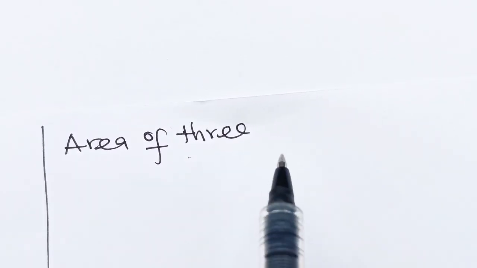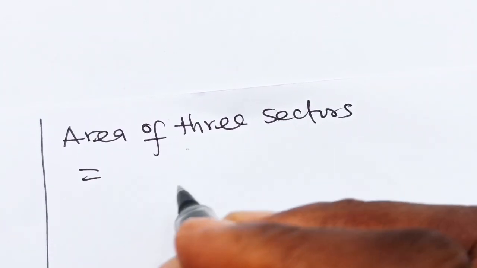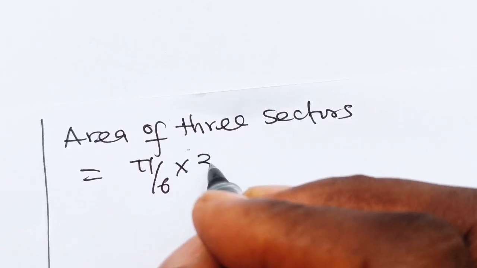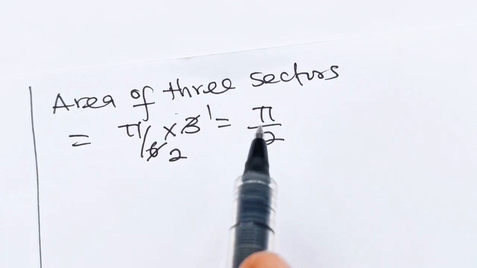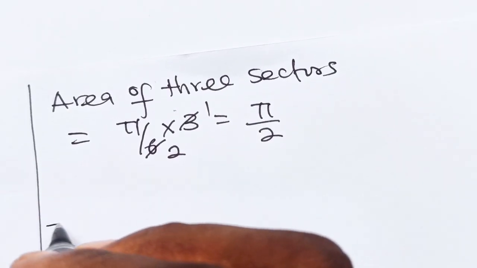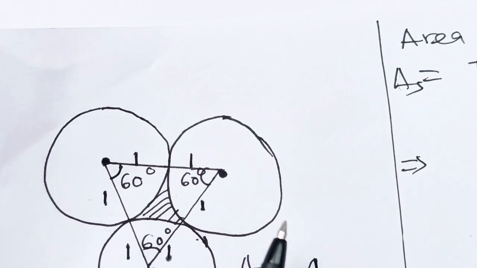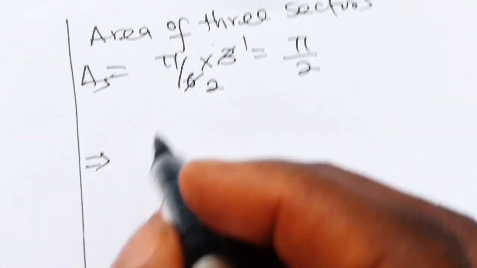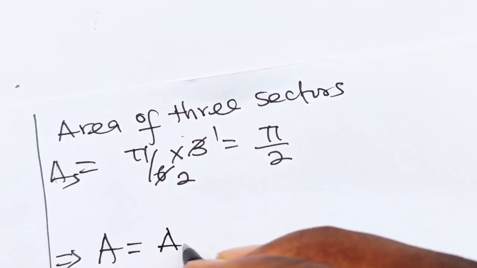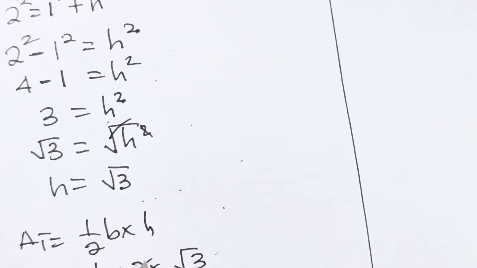So the area of 3 sectors will now be equal to, if the area of one sector is pi over 6, we now multiply it by 3. So 3 will divide itself, and 1 divides 2, so we have pi over 2 as the area of the 3 sectors. Now recall that the area of the shaded portion is equal to the area of the triangle minus the area of the 3 sectors. Now remember that the area of the triangle, we got it to be root 3, right?